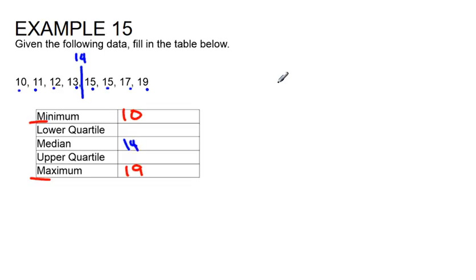If you're ever not sure how to find the median in that case, take the 2 numbers and add them up and divide them by 2. We would get 28 over 2, which is 14. And 14 is directly in the middle between 13 and 15. We can use that now to find our upper and lower quartiles.